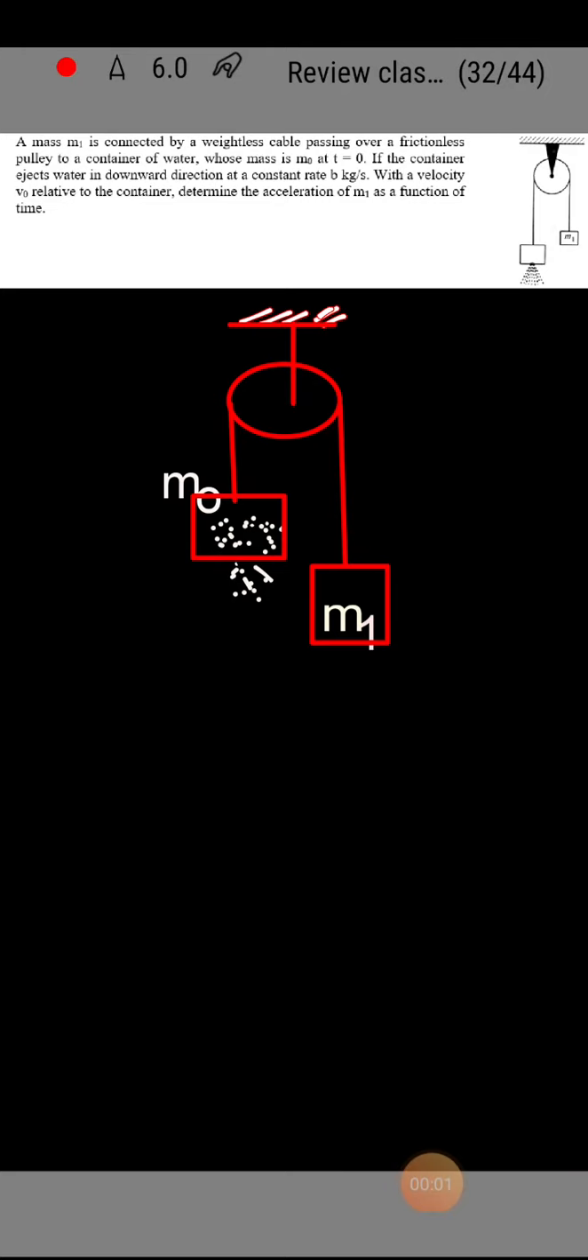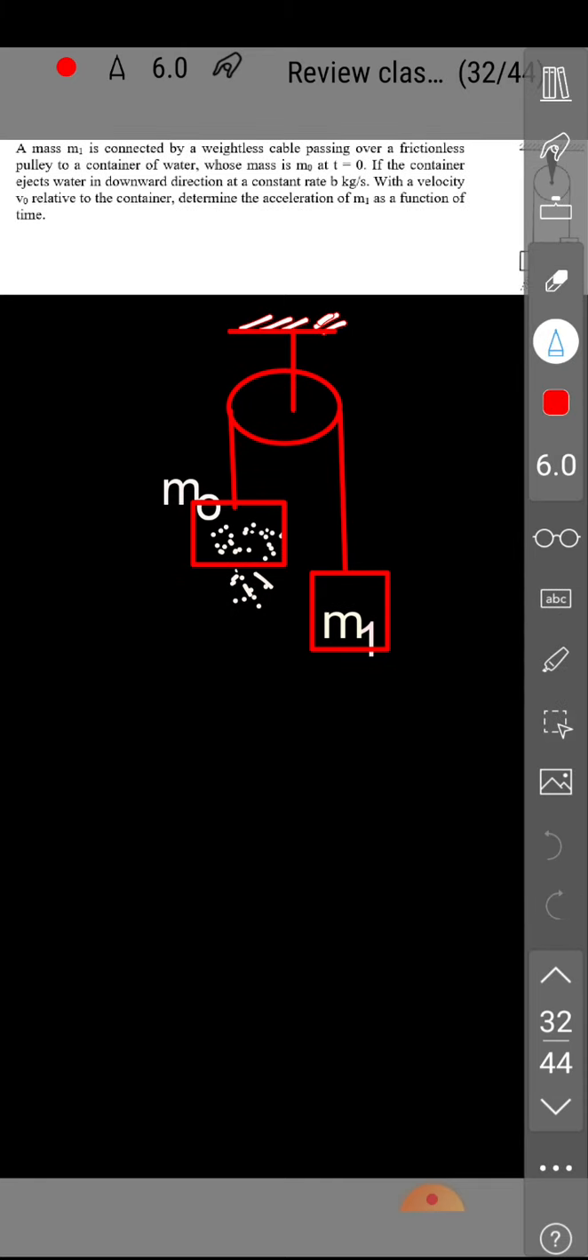Students, here is another problem based on the variable mass system. Let's read the question first. It says that a mass m1 has been connected with a weightless cable passing over a frictionless pulley to a container of water. On the left hand side is the water, and its mass is m0 at t equal to 0.